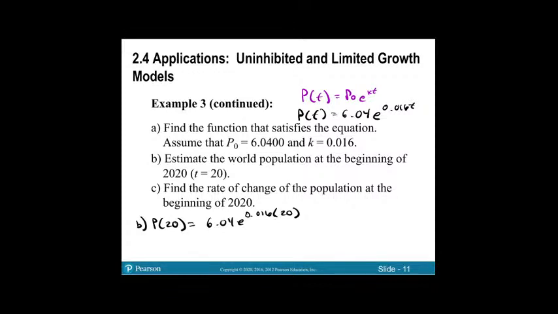Okay. So I don't know if this still holds with this whole COVID thing going on. And it says the estimated world population. Who knows what effect COVID is having on the world population?